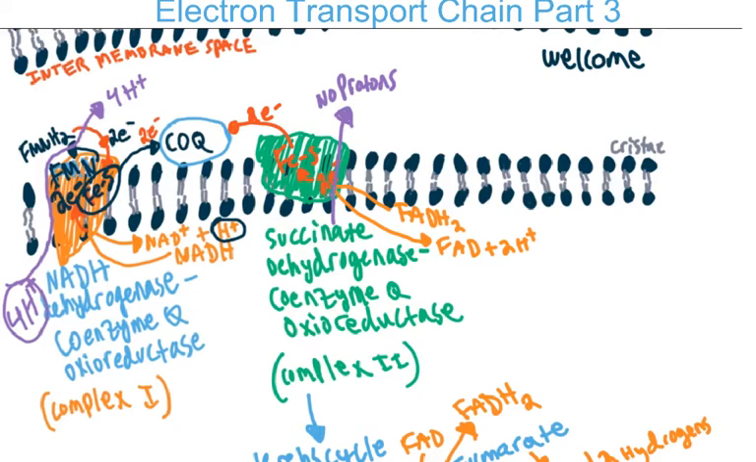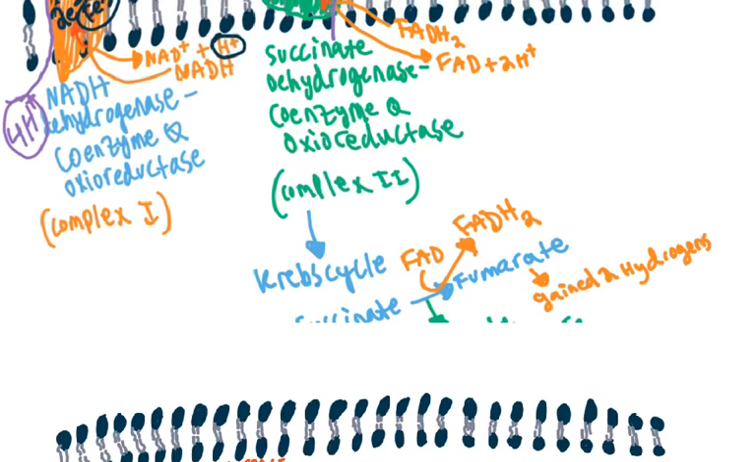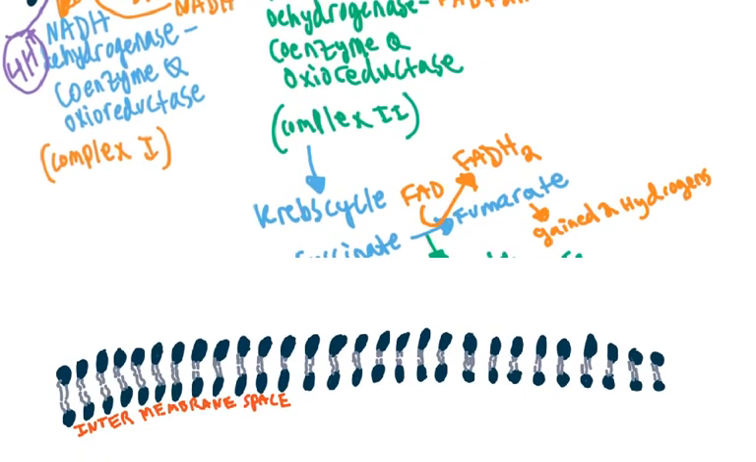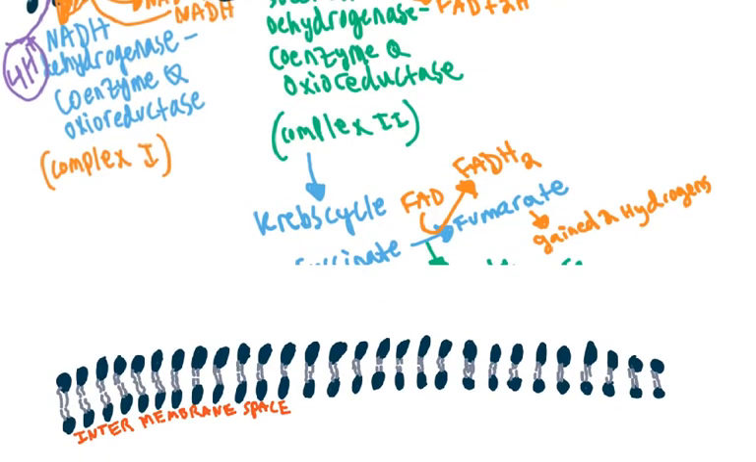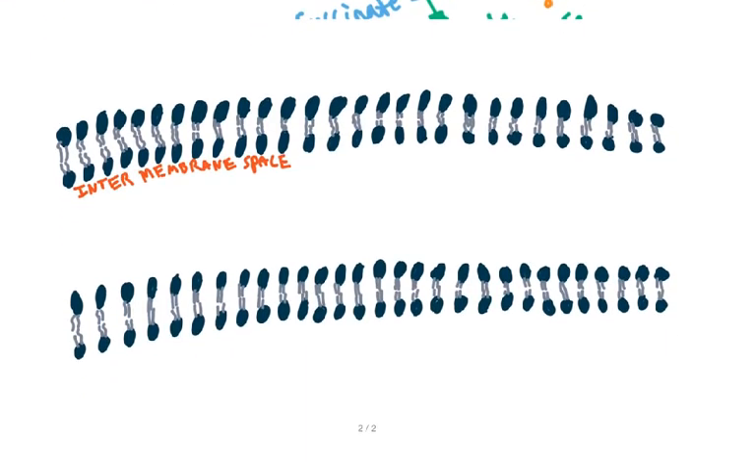Alright, so just because it's getting too crowded, I made another one right here. So if we want, we can still stay parallel and draw complex 3 right here. Let's go and draw it out. So again, this is our cristae, our inner mitochondrial membrane where the electron transport chain occurs. And let's go and draw out complex 3. So let's just say complex 3 looks somewhat like that.